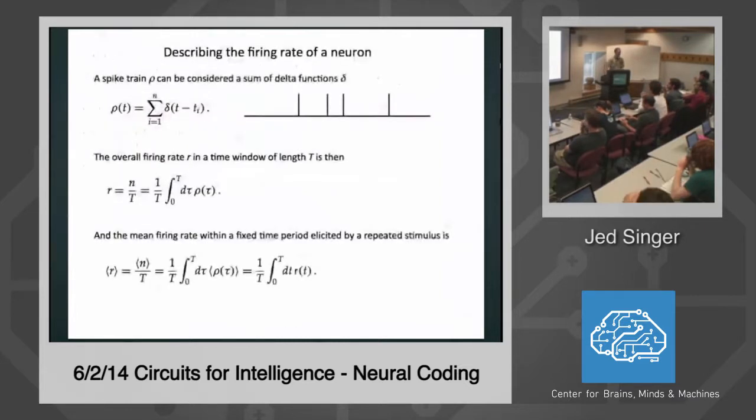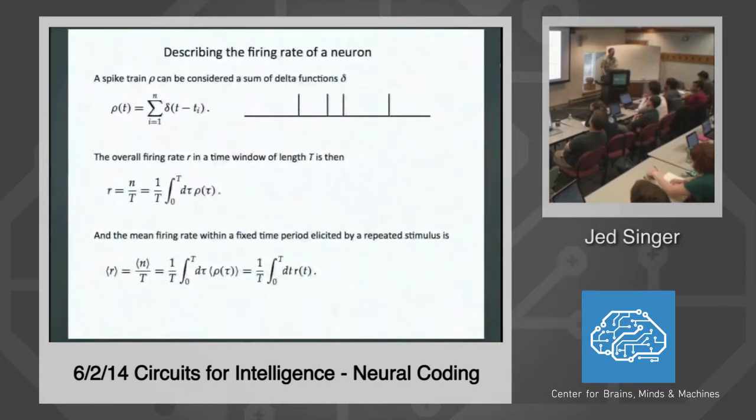So a delta function is a function that is zero almost everywhere, except at zero. We can describe the spike train rho as a sum of these delta functions. So rho as a function of t is just the sum of delta functions shifted by t sub i for i spikes. And that might look something like this. The overall firing rate of a spike train rho is then simply the number of spikes fired divided by the time window under consideration.